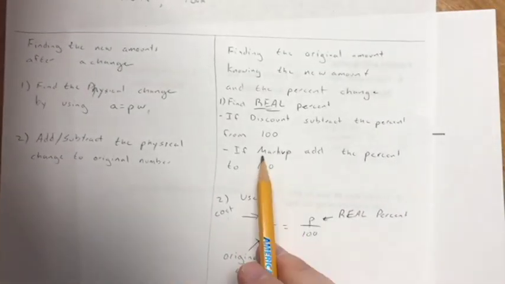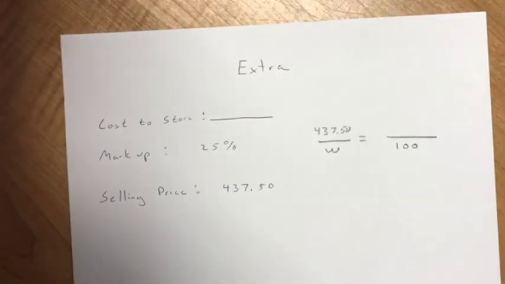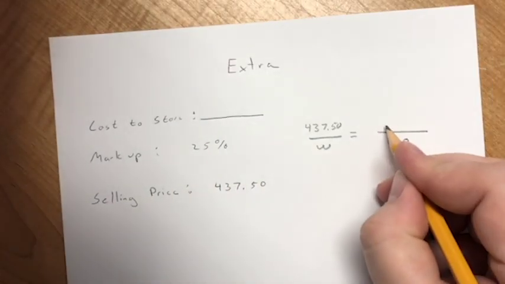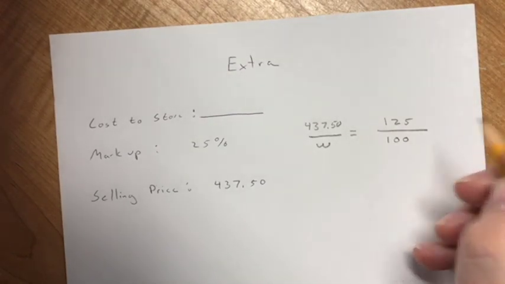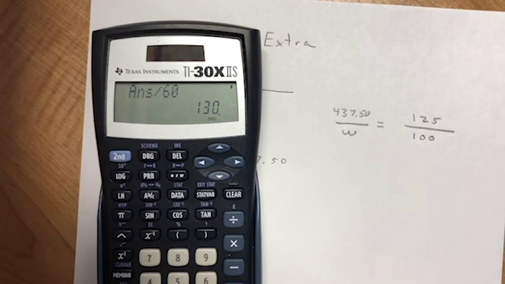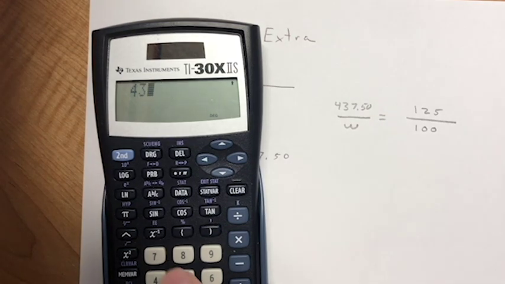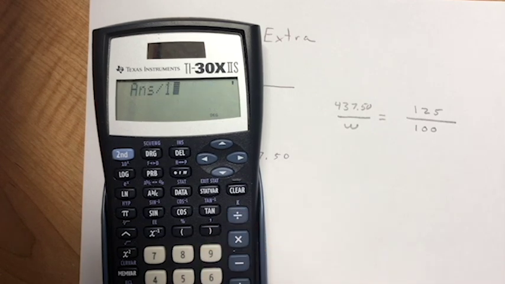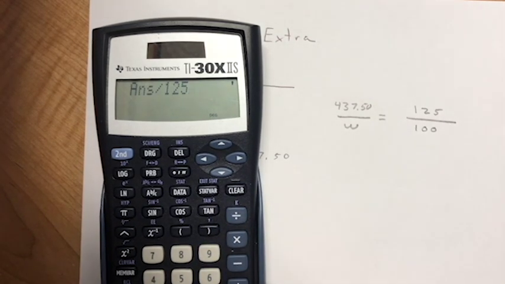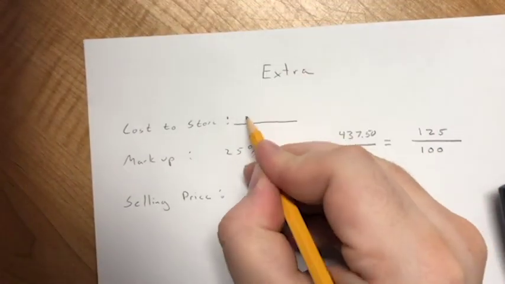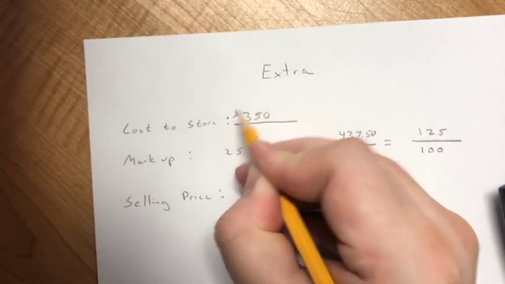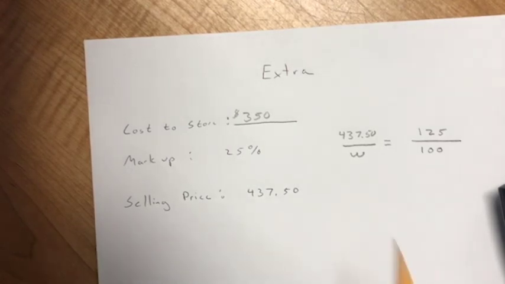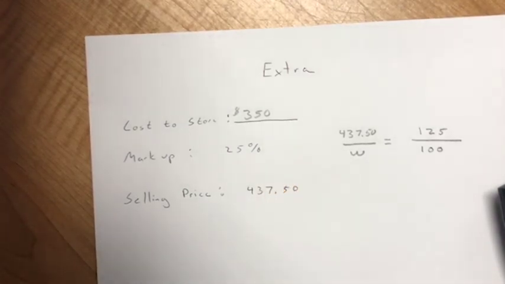Because of our little rule, it says if it's a markup, we add. So in this particular case, the real percentage is 125. Now it's just a matter of following it all out. $437.50 times 100. And now we divide by the 125 because we're cross multiplying and dividing. And we find out that the store bought their item for $350, but they're now selling it to us for $437.50. So that is their markup, so they can receive their profit.